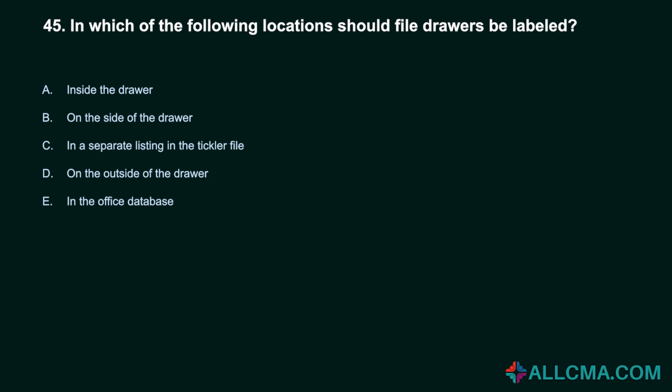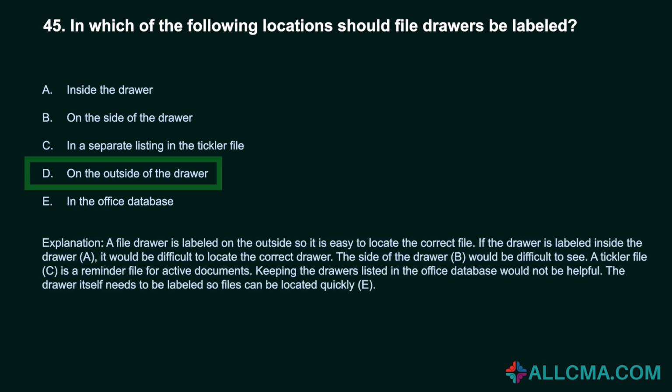45. In which of the following locations should file drawers be labeled? A. Inside the drawer. B. On the side of the drawer. C. In a separate listing in the tickler file. D. On the outside of the drawer. E. In the office database. Correct answer, D. On the outside of the drawer. A file drawer is labeled on the outside so it is easy to locate the correct file.